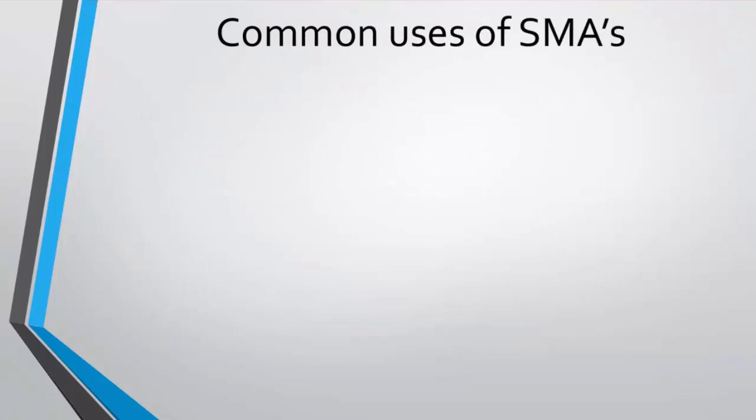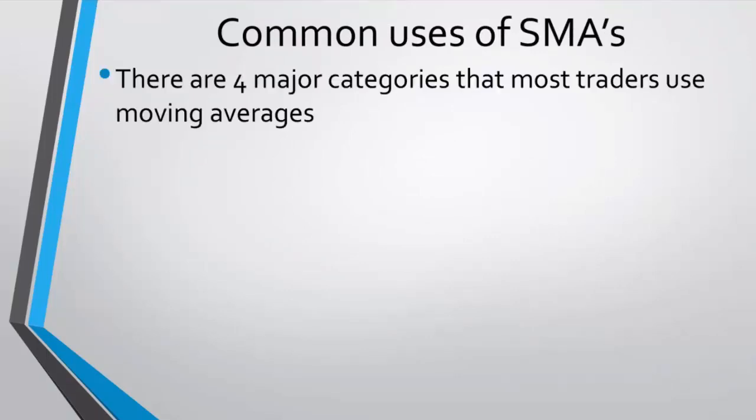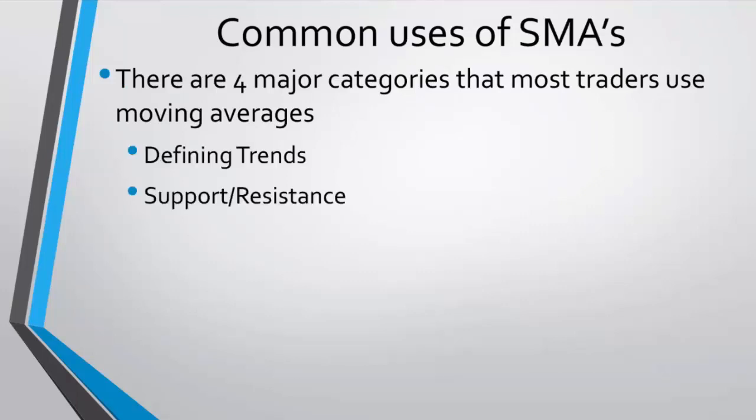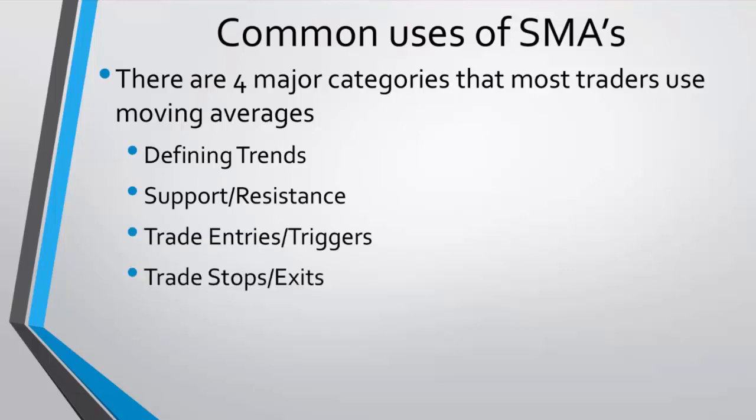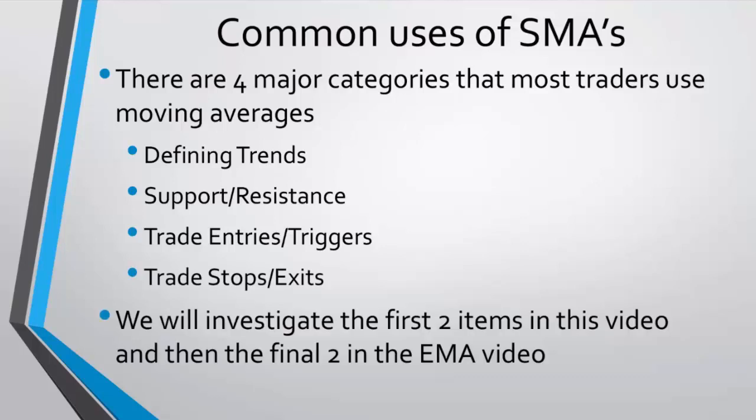So some of the common uses of SMAs. There are 4 major categories most traders use moving averages for: defining trends, support and resistance, trade entries and triggers, and trade stops and exits. So in this video, we're going to investigate the first 2 items and then the final 2 in the exponential moving average video. So we're sort of dividing it up, but either the simple or the exponential can be used for all these different categories.